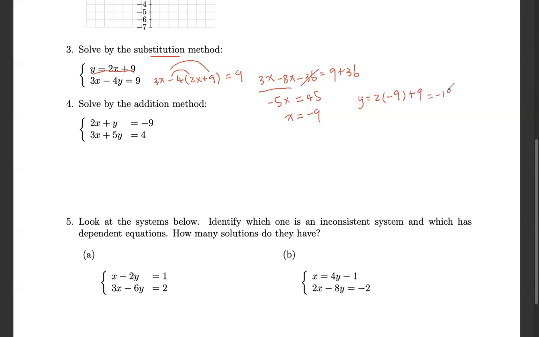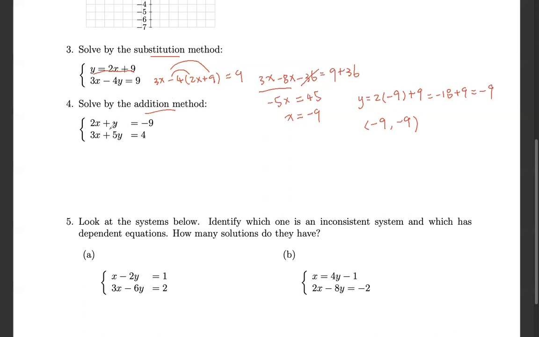That's -18 plus 9, which is -9. So the solution is -9, -9. Next, the addition method, sometimes called the elimination method.